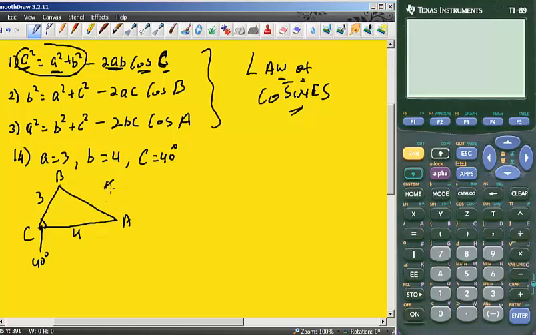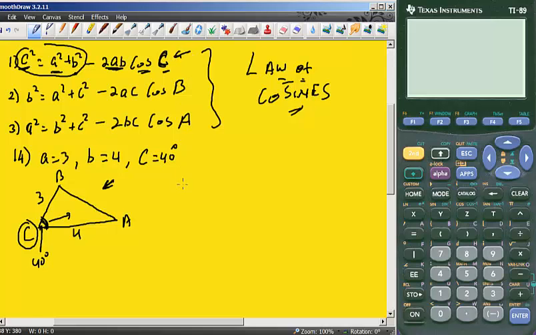Normally we would be given that side because we have that angle right there. That's law of sines, but we can't use it because we don't have an angle and a side across from it. So law of cosines. What should I solve for? Since I have angle C, I'm going to solve for side c, so it's the first equation.